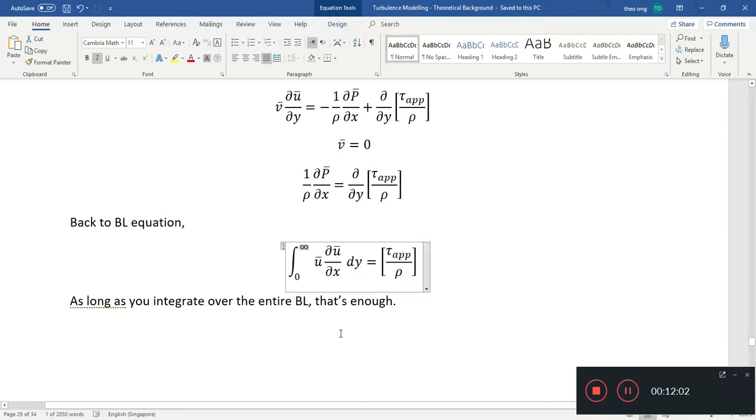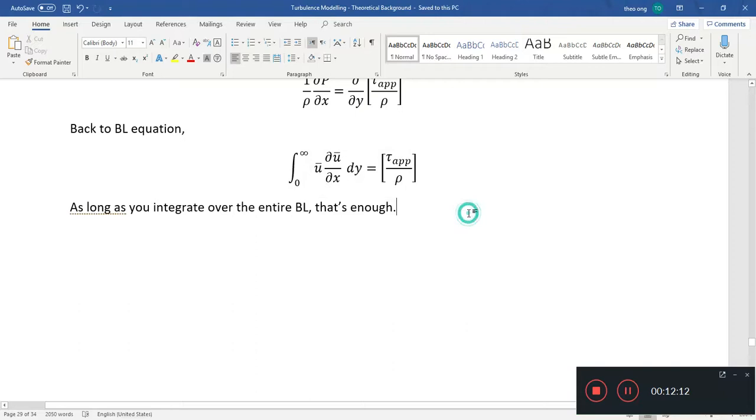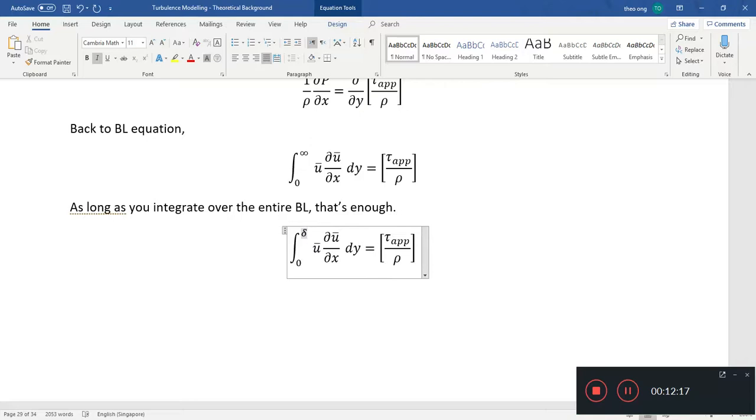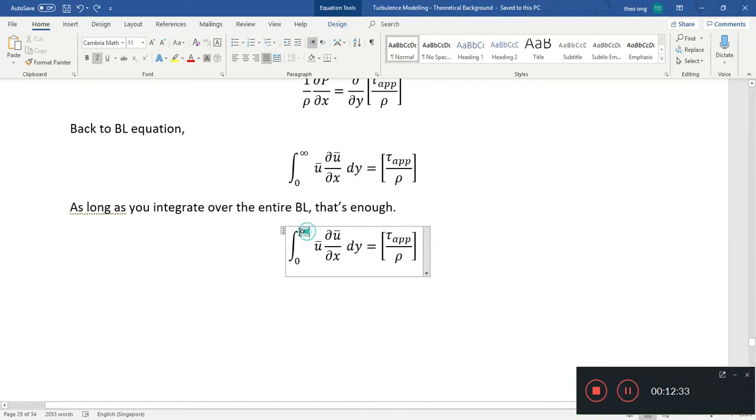Okay, so that's just to clarify. We can of course change this to delta, but I'm not going to do that. I'll just leave it as infinity for the time being, because you don't know how thick the boundary layer can grow, so this is always the safest way to do it. So this is not necessarily infinity. I hope it's clear, then we can move on.